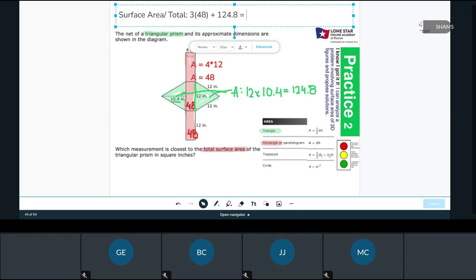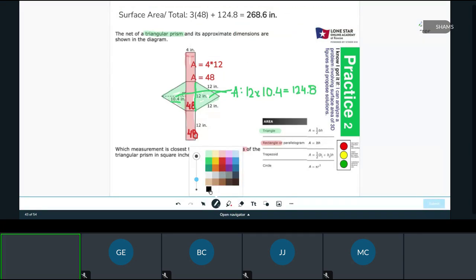Stella, there are 2 62.4s and there are 3 48s. Altogether, we get 268.8. 268.8. And the units for area are going to be squared inches. Inches and then a small 2. Stella, we've got to check some calculations over here.